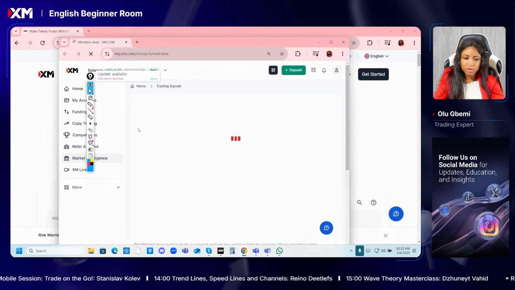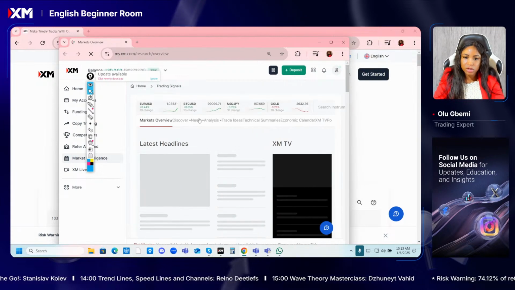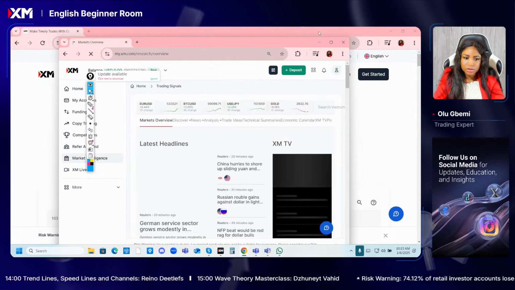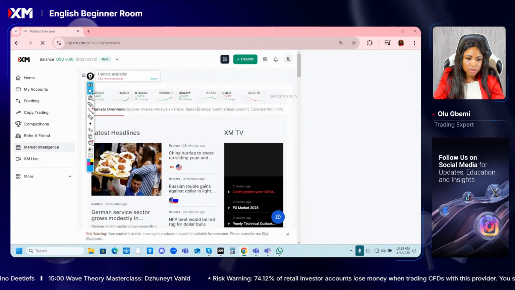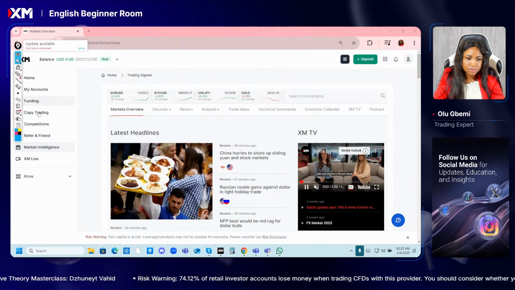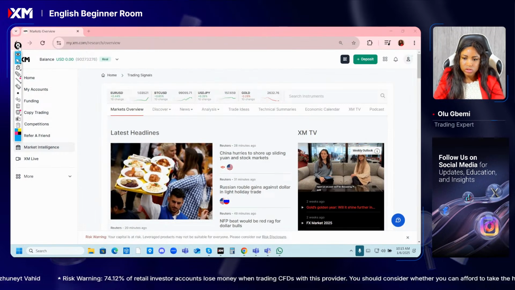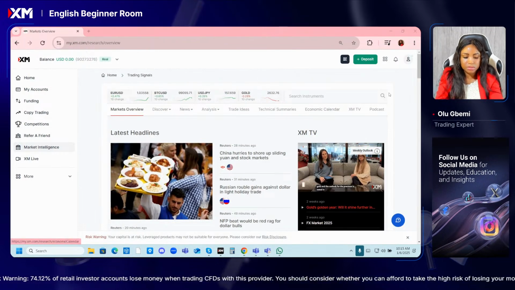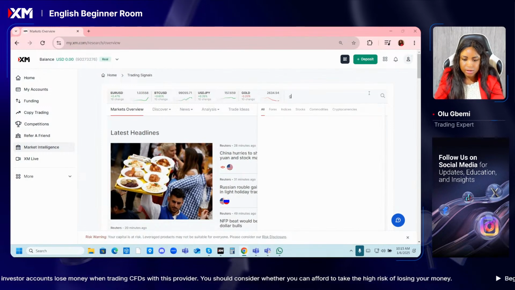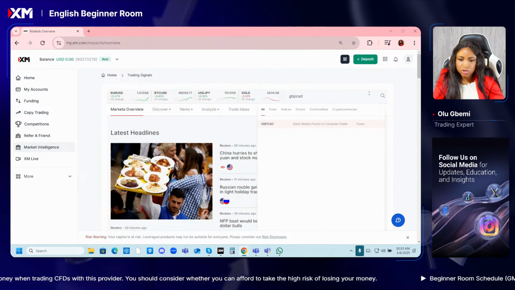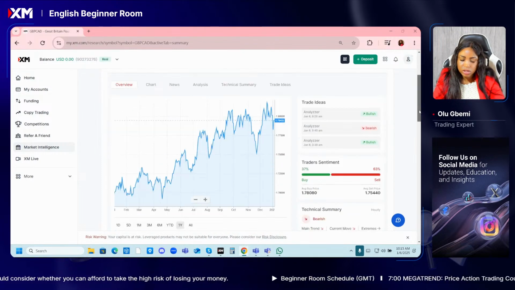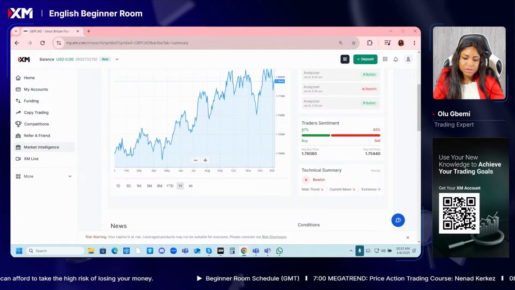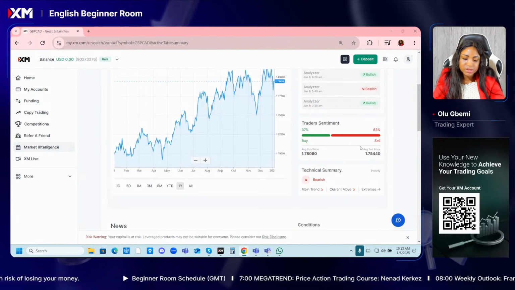All right, so we have the market intelligence where you have your login. You go to the market intelligence and then you type. So in this case, let me type GBP CAD. Let me search for the instrument and then use that to analyze what's happening. So we have 37% buying, 63% selling.